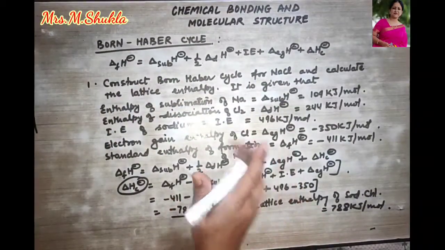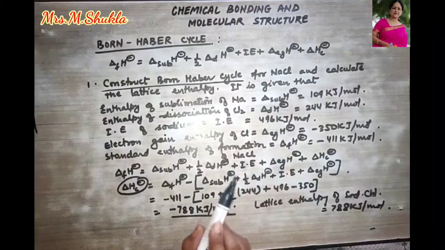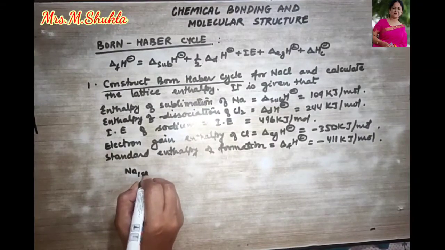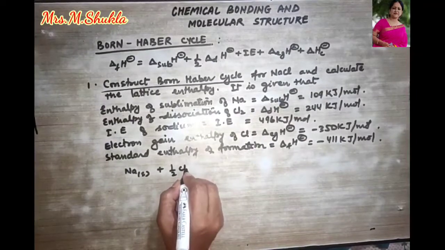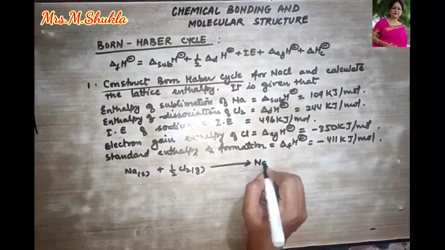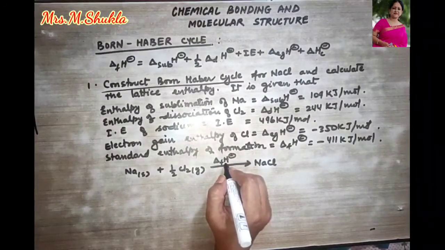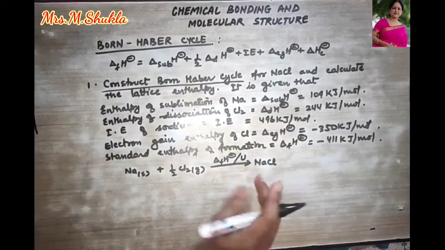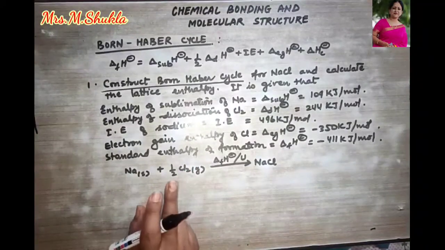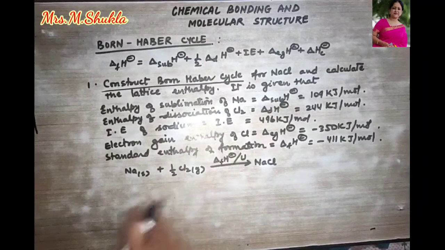Now I will also show you how to construct the Born-Haber cycle with respect to NaCl. Sodium, which is in a solid state, combines with half of chlorine, which is also in the gaseous state, to form NaCl. So here we are going to observe the standard enthalpy of formation, which is also written as U. I hope this is very clear to you. Now, what did we understand? The formation of the compound can be in one straight step, or it can be in another way also.